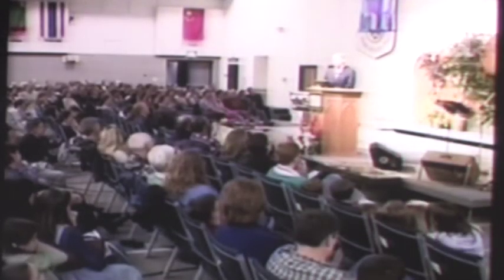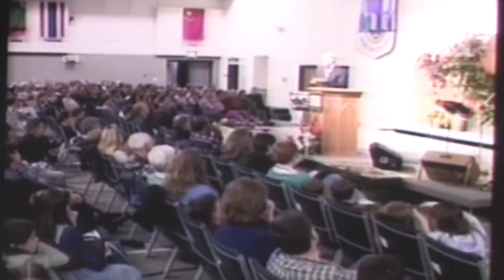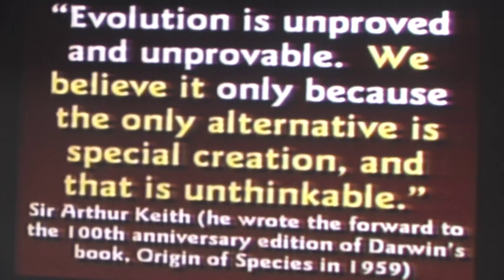Sir Arthur Keith was selected to write the foreword to Darwin's book when it was republished in 1959 because he was a strong believer in evolution. Arthur Keith said, evolution is unproved and unprovable. We believe it because the only alternative is special creation.